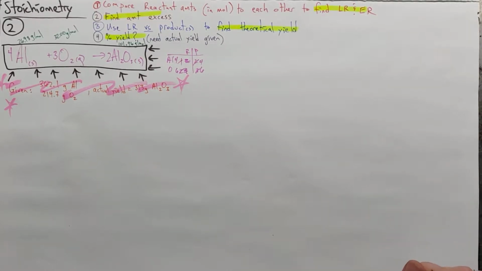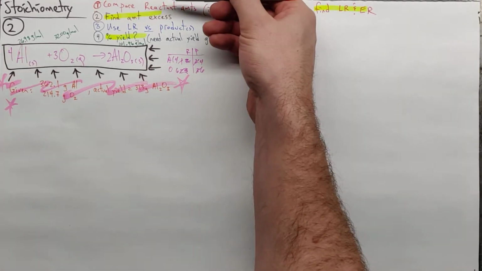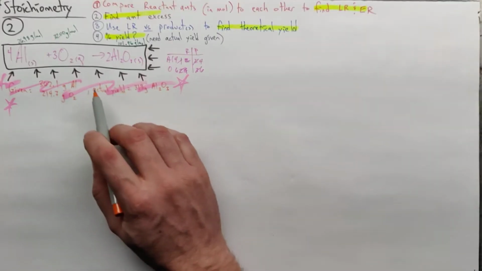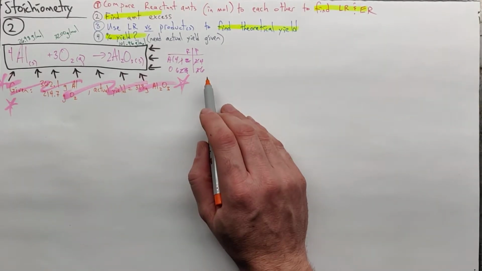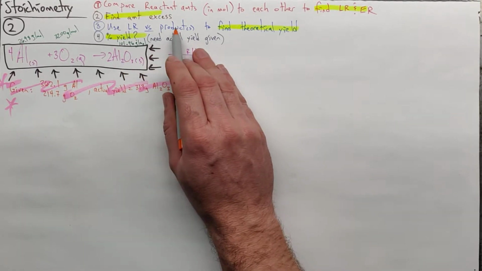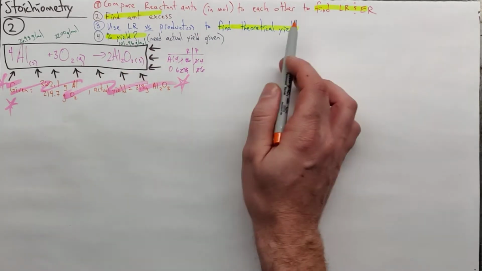Alright, this is video 2 in the never-ending series of stoichiometry examples. Again, this is going to be a pretty straightforward one. The basics of stoichiometry: compare what you have in moles for our reactants to get a limiting and excess reactant, get an amount excess by subtraction, use the limiting reactant compared to your products to get a theoretical yield, and if you need to, get a percent yield. So there's 4 basic steps.